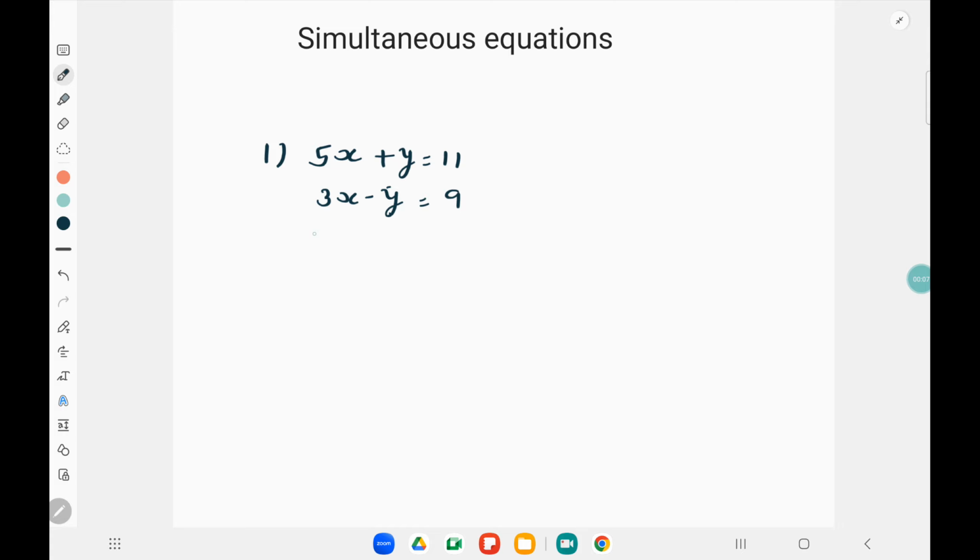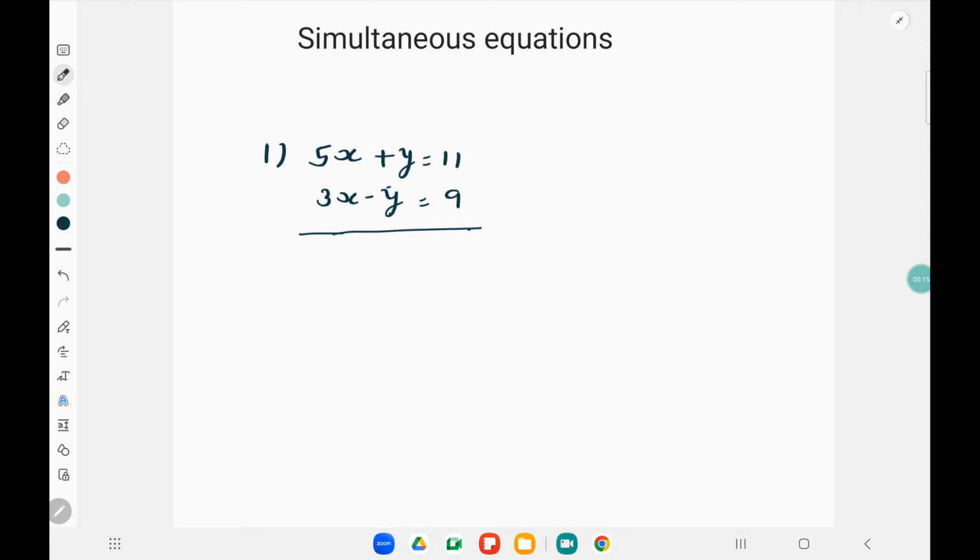So let's get started from this example. Okay, in this example, let's see, y and y in both equations have the same number of y. So we eliminate the y and find the x value.